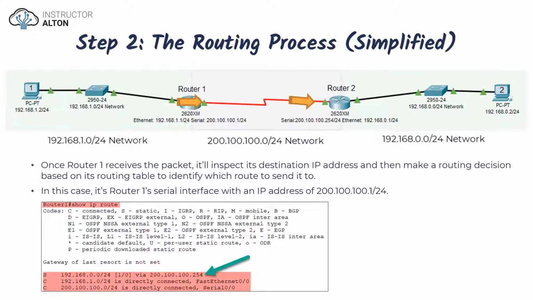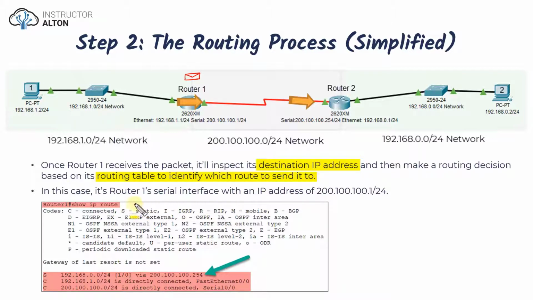Moving on to step 2, we now have a packet at router 1, because PC1 sent that packet destined for its default gateway, which is router number 1. So let me draw in an envelope to signify this packet sitting here at router 1. And router 1 needs to determine how to get it over to PC2. So let's talk about how that works. When router 1 receives that packet, it's going to inspect the packet, specifically the destination IP address, and then make a routing decision. It's going to look in its routing table to identify which route it needs to use.